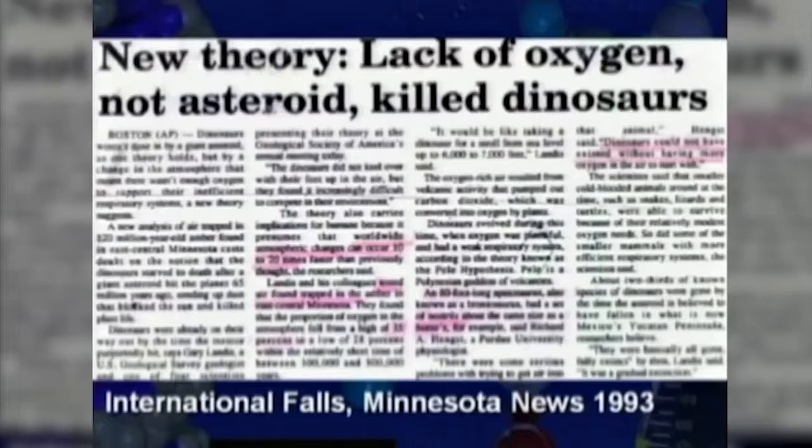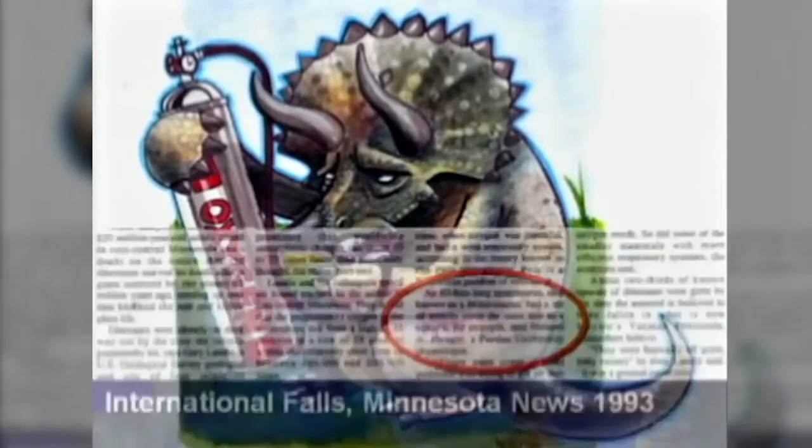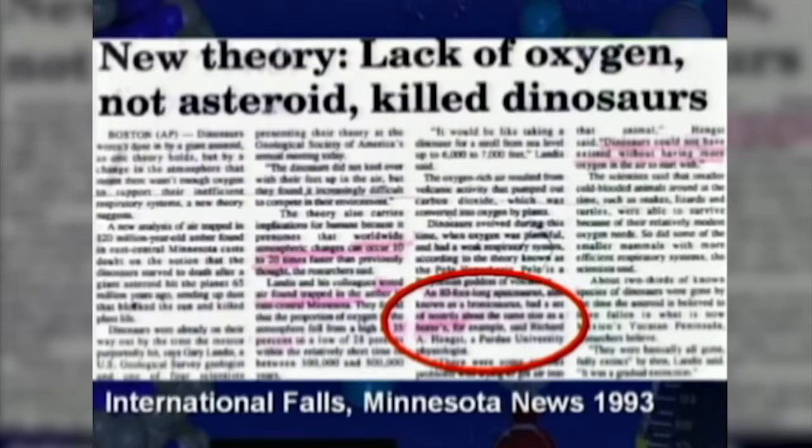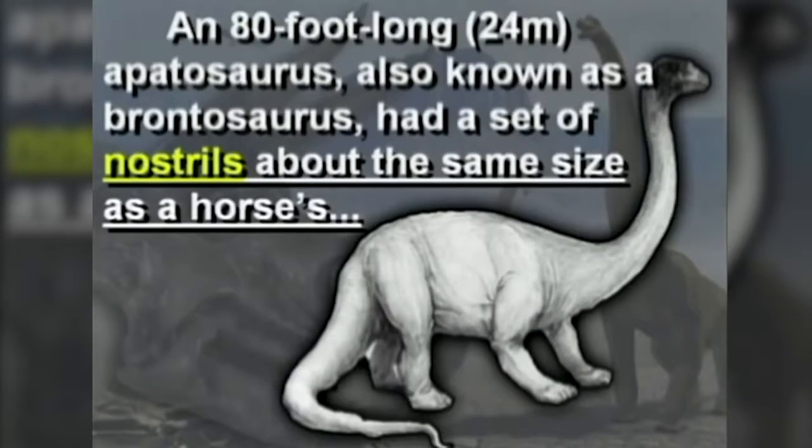And they've got a new theory now that says maybe a lack of oxygen killed the dinosaurs. A lack of oxygen. Why would they say that? Well, they had a big symposium in 1993. A bunch of scientists got together to study the Apatosaurus. And they said, folks, we've got a problem. An 80-foot Apatosaurus had nostrils the same size as a horse. How is an 80-foot animal going to get enough air through nostrils the same size as a horse? He'd be sucking so hard trying to get a breath, it'd set them on fire from the friction from the wind whistling in there. They couldn't breathe.